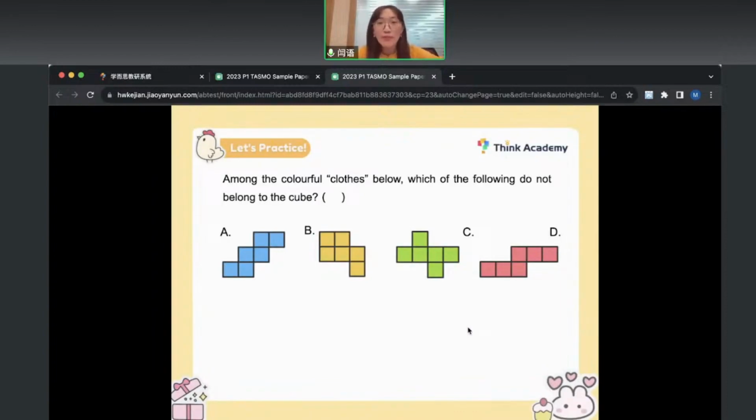Which one? A, B, C, D. Which one? Which one cannot make a cube? Yes, try it. This one is super easy, right? A, B, C, D, which one? Which one cannot make a cube?